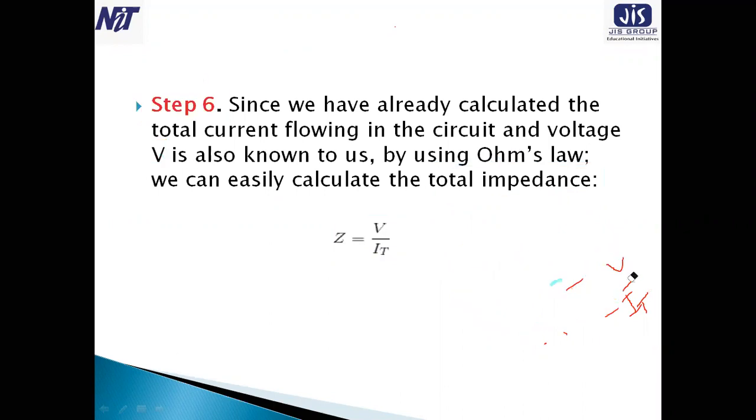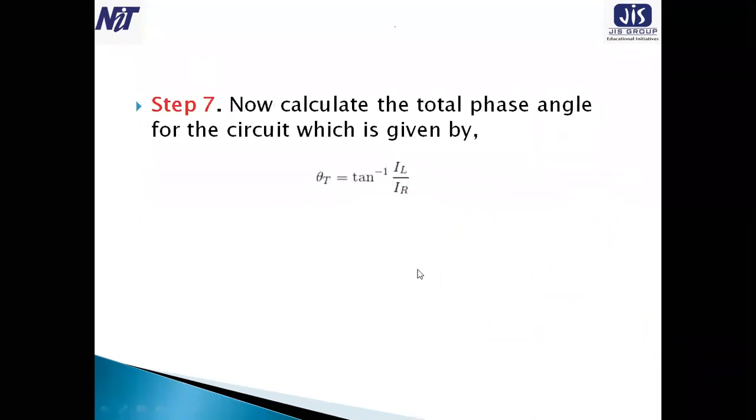Now we are moving to the next slide, that is step 7. Calculate the total phase angle for the circuit. If we consider the total phase angle as phi T, it equals tan inverse IL by IR, because IR is the base along X, and along Y it is IL. So the total phase angle for the circuit is phi equals tan inverse IL by IR.